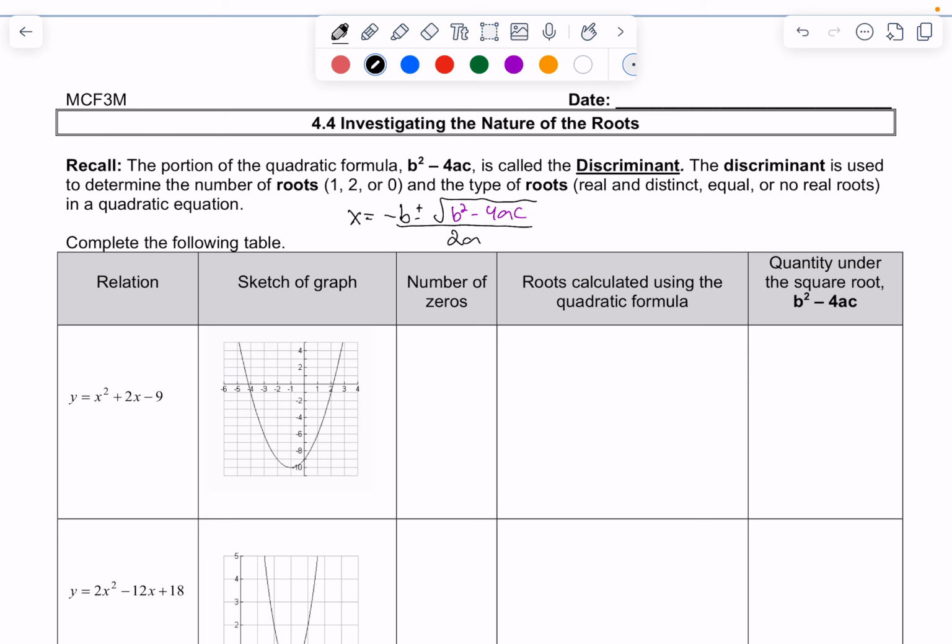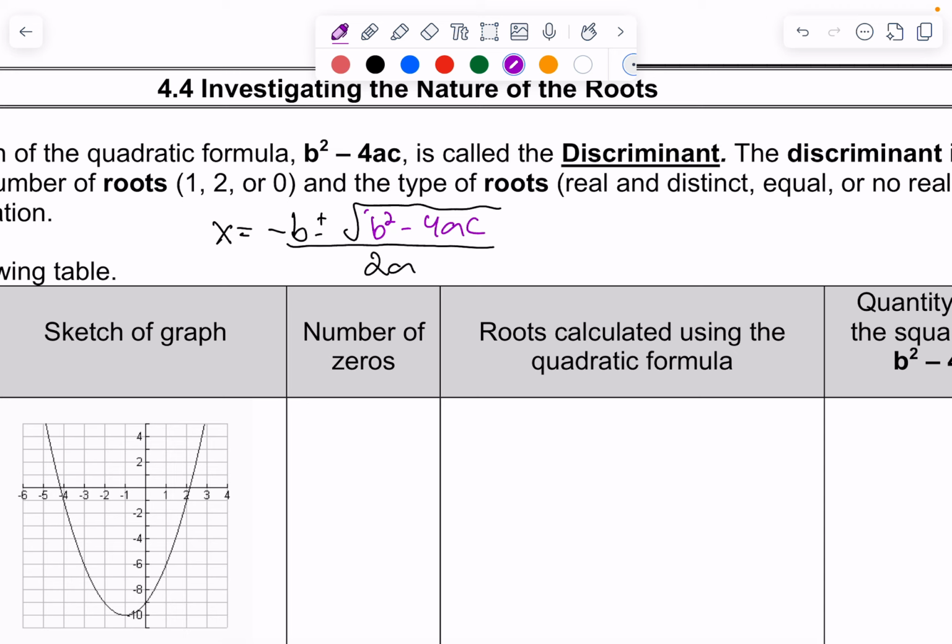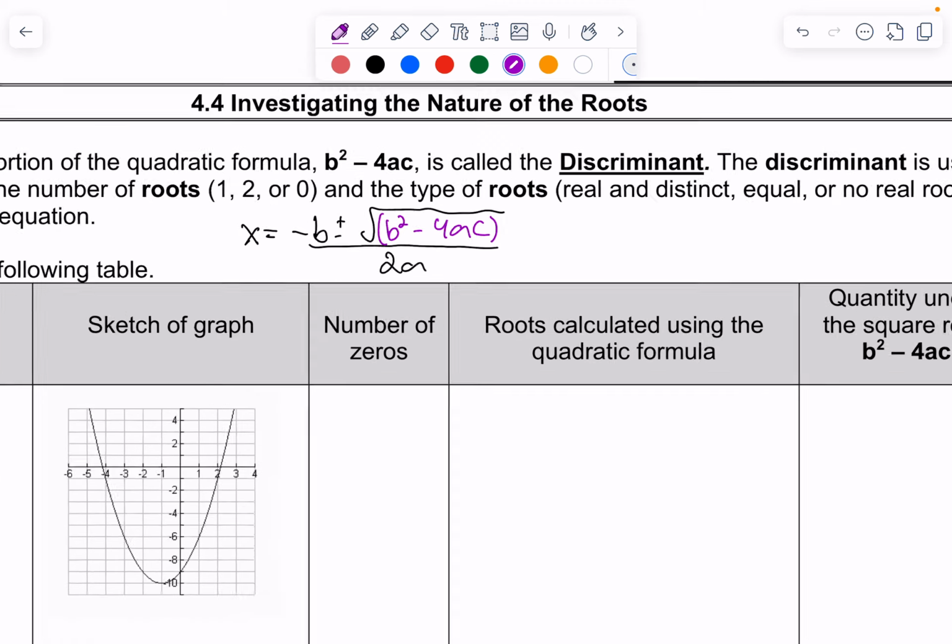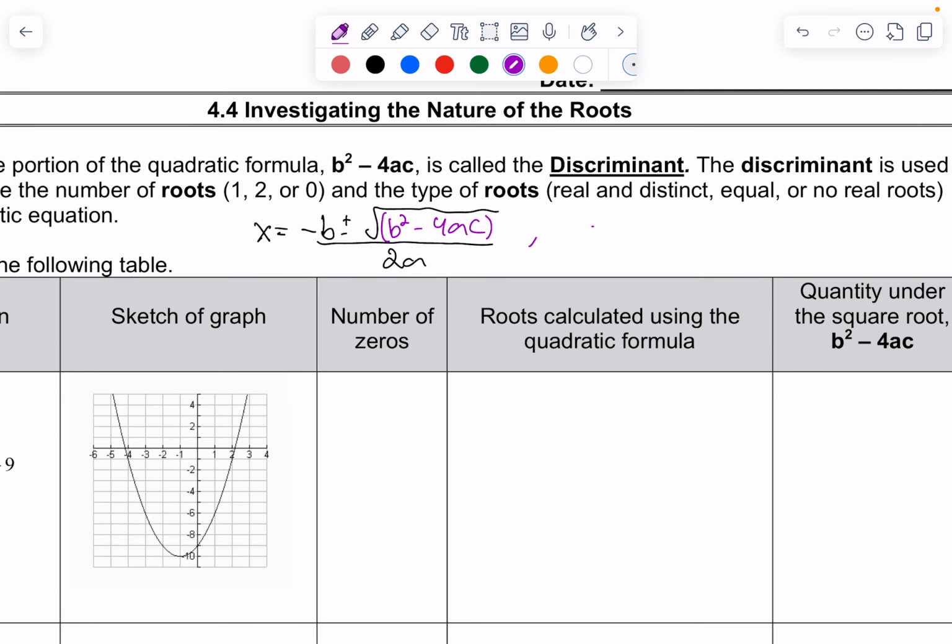That b squared minus 4ac, all right? Just the stuff under the square root. So the square root is not included in what we call the discriminant. The reason this is a very special portion of the quadratic formula is because in math, when we take the square root of a negative number, so let's say I'd ask you to take the square root of -2, you would not be able to do that.